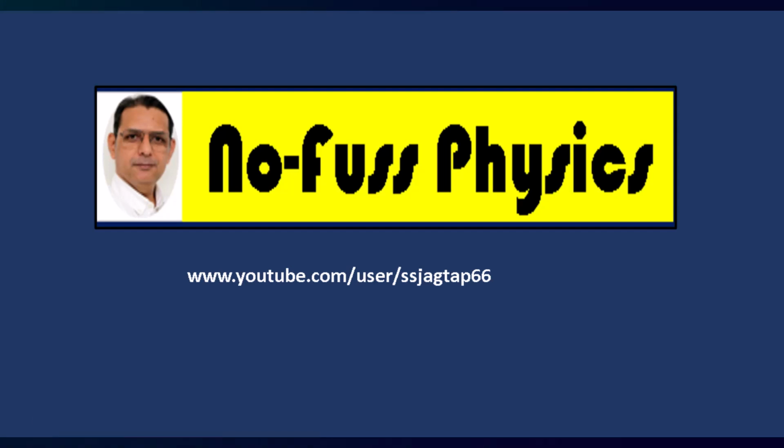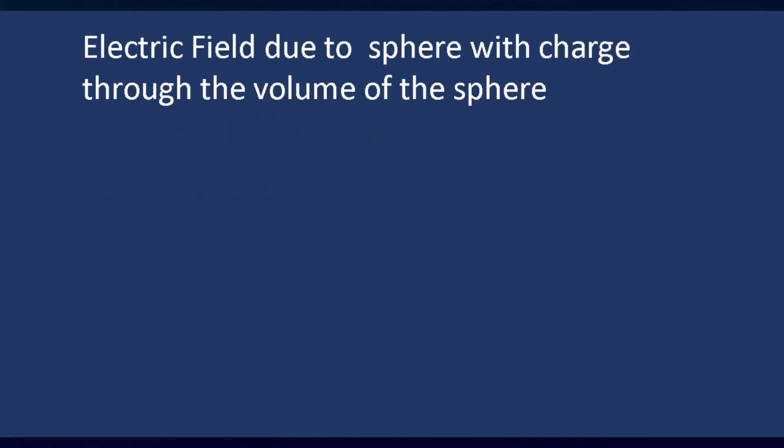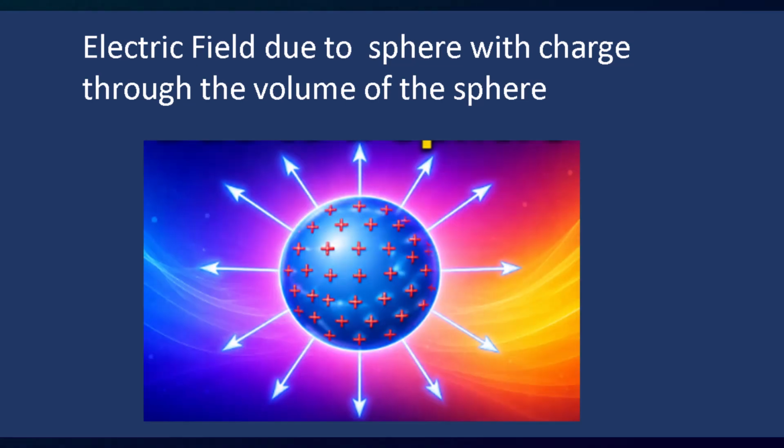In this video, we are going to discuss something slightly more advanced and much more interesting: the electric field due to a non-uniformly charged sphere. So that is the point of discussion in this particular video. In the previous video, we found the electric field due to a uniformly charged sphere, something like this. The charge was uniformly distributed across the entire volume of the sphere. But what if the charge is not uniformly distributed?